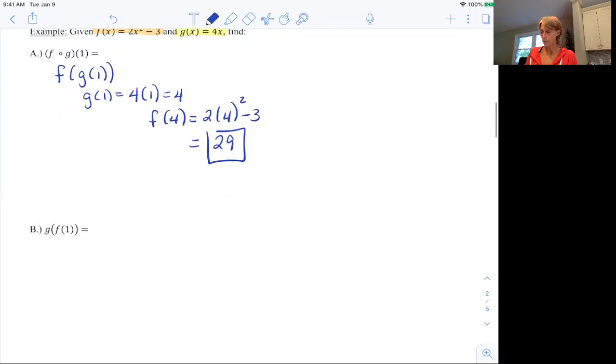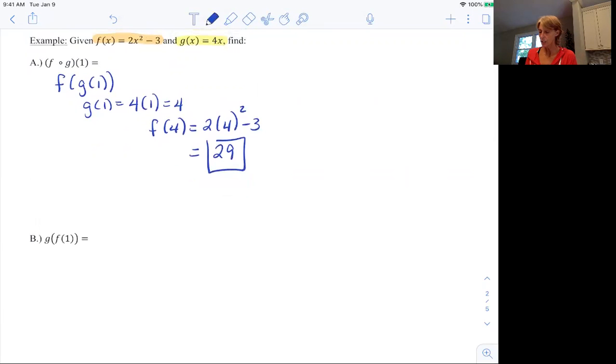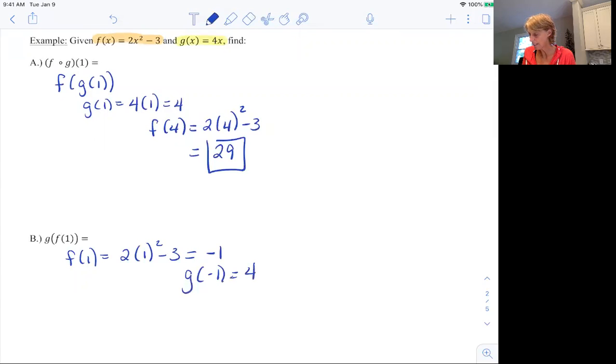Next, g of f of 1. I'm going to plug 1 into f first. That gives -1. And now I'm going to take -1 and evaluate that in g.